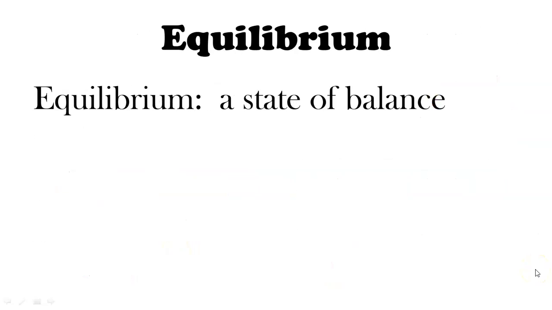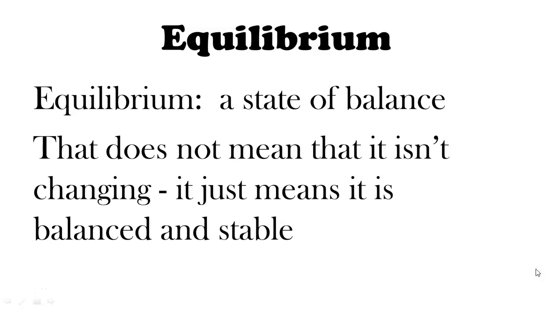So next we're going to talk about equilibrium, which is a state of balance. And it's important to note that when we say something is in equilibrium, it doesn't mean that it's not changing. If we think about this in terms of chemical equilibrium, we can have a chemical reaction that's taking place and the reaction doesn't stop. It's just that the reactants are turning into products at the same rate that the products are turning into the reactants. So this does not mean something's not changing, it just means that it's balanced and stable. So the rate of the forward reaction equals the rate of the reverse reaction.